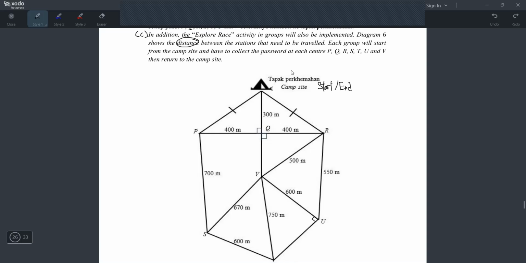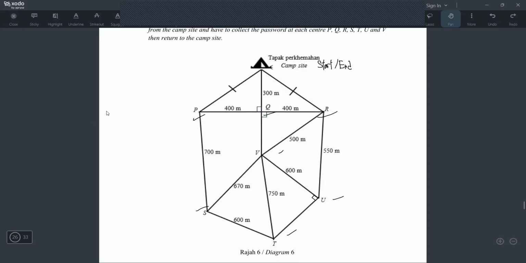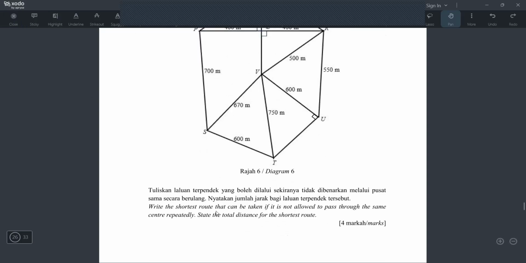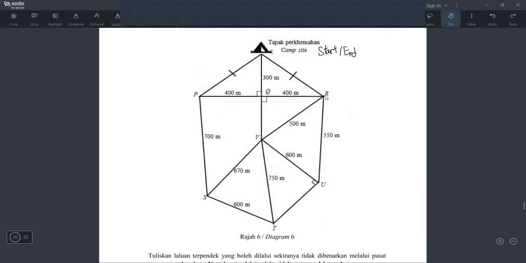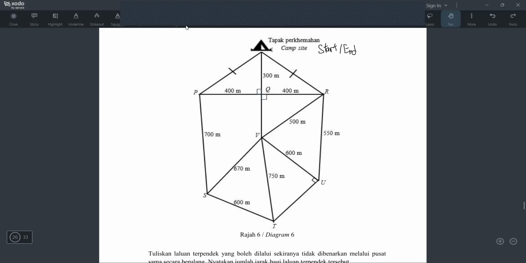So what you do is you have to go to stations PQRSTUV. So ST is down here, UV, to collect the password. Okay, and then go back, right? Let's write down here. Start. This is end. And then now it says what? Write the shortest route that can be taken if it is not allowed to pass through the same center repeatedly. State the total distance for the shortest route. So you cannot pass through the same station twice.